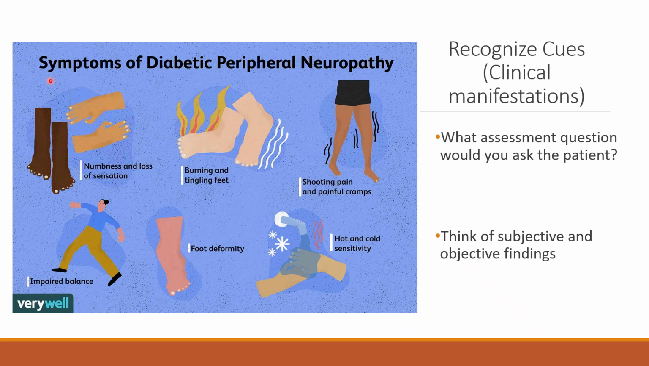Some less common ones that are reported would be erectile dysfunction or constipation because of the autonomic nerves that are impaired. But they're going to have difficulties with fine motor tasks. So if they're having nerve damage in their hands, they're not going to be able to tie their shoes as well. So asking about their ADLs and how that's been affecting them from day to day is going to be an important question to ask.